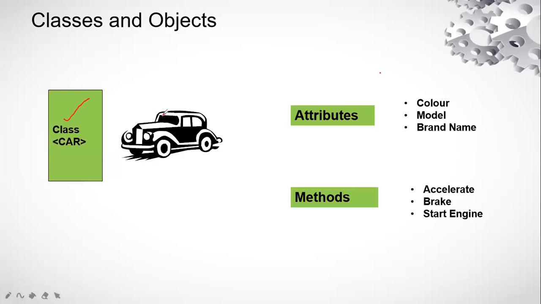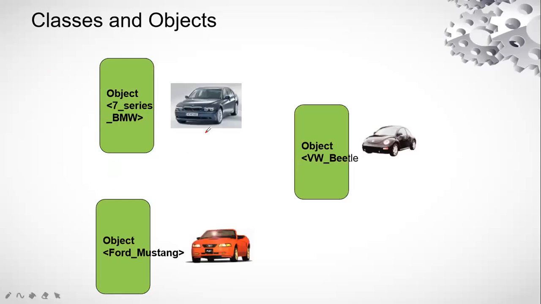What are the attributes of the class? First of all, I'm going to see the objects. Now, what objects are going to be? Objects are 7 Series BMW, Ford, VW Beetle. These are all objects. That means the specific ones are the objects.